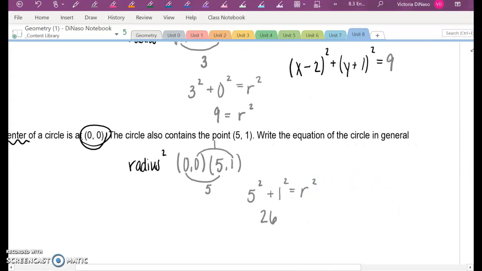Now, when you put it into center radius form, I do not want x minus 0 squared. You're just going to write down x squared, and then that'll be plus y squared, and then we've got equals 26. Now when you get into general form, you just subtract the 26 and set that equal to 0, but this is center radius form.